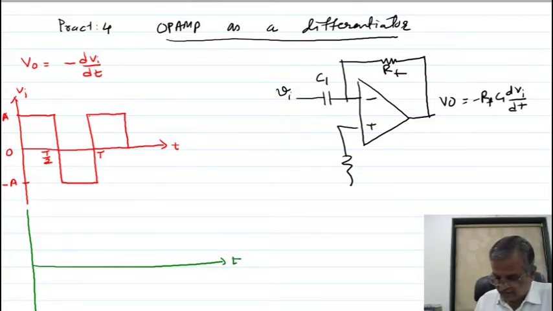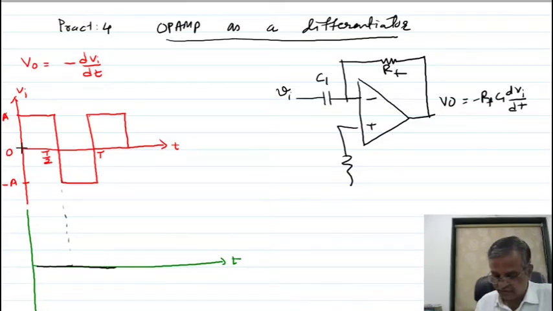You can see, between 0 to T by 2, your amplitude is constant. So if the amplitude is constant, during this time the output is 0. Again, from T by 2 to T, because the input is constant, the output is 0.